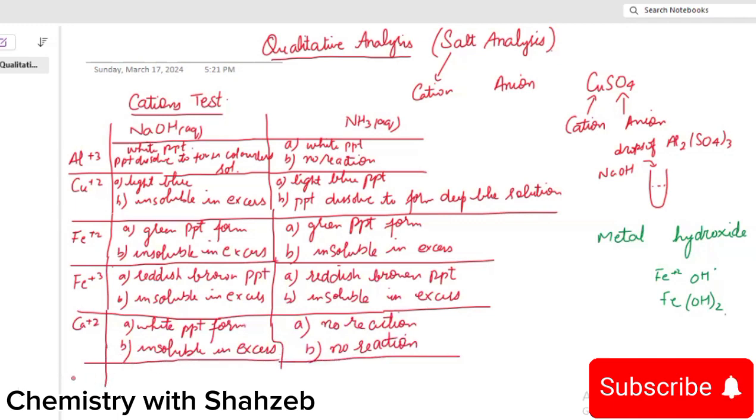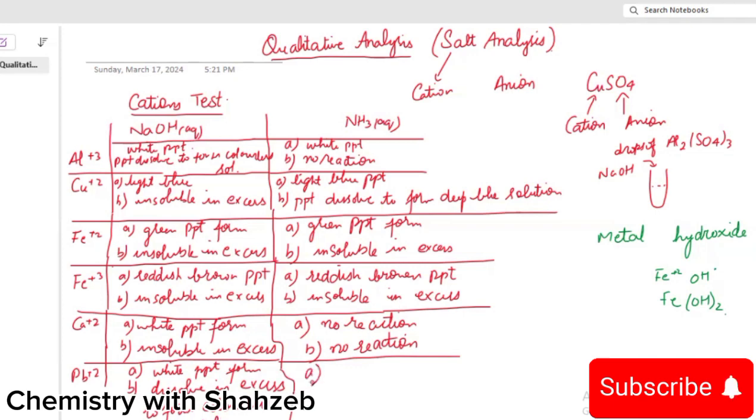Now we are left with Pb2+, lead 2+. So what happens? A white precipitate forms. And these precipitates dissolve in excess to form a colorless solution.